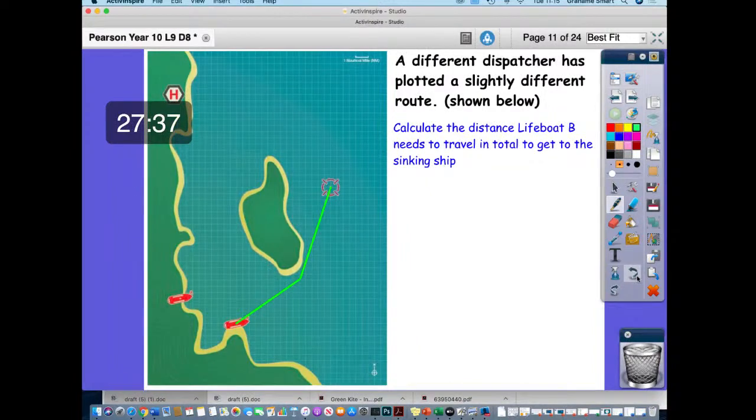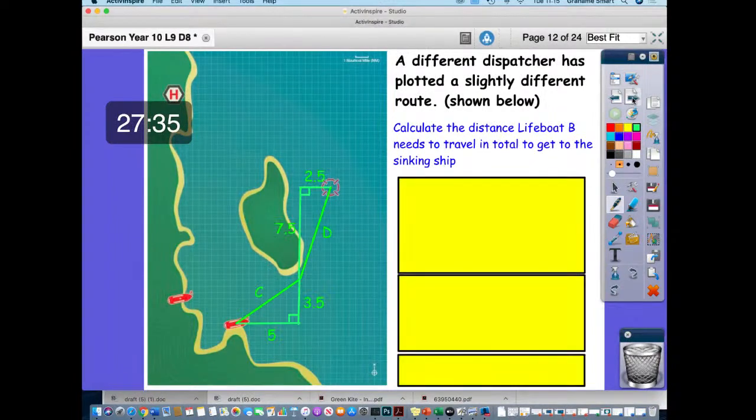But what I'd like you to do is now take a look at this calculation. Again, I've put the numbers on for you and see if this one's going to be shorter or bigger than the one that you calculated previously. Okay, off you go.